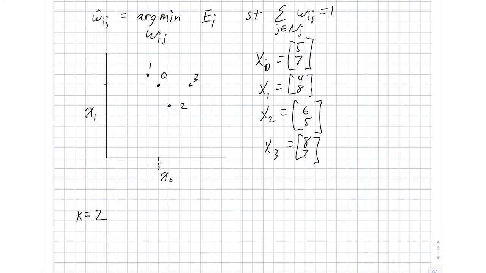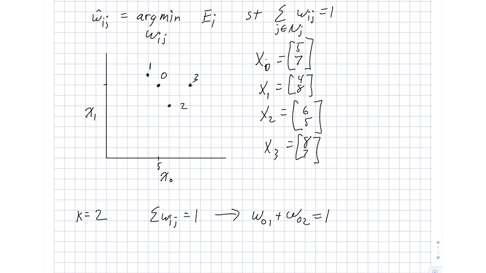So when we say this, what that means is that it's this point here and this point here that are our two nearest neighbors. And when we say wij is equal to 1, this implies that W01 plus W02 is equal to 1. So once we've chosen one of them, the other one is completely determined.